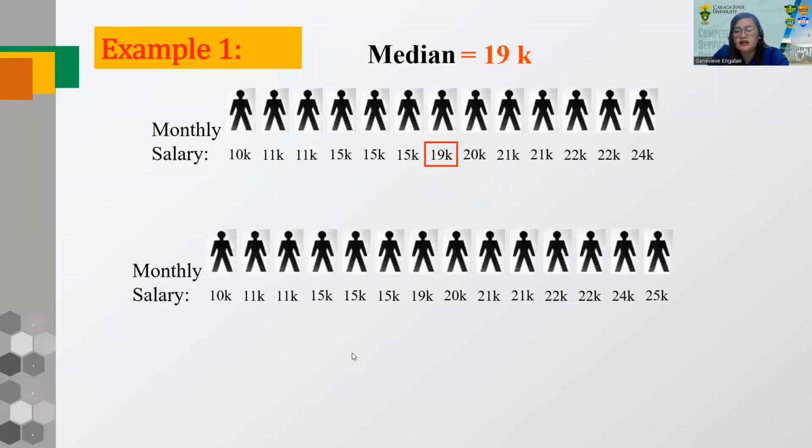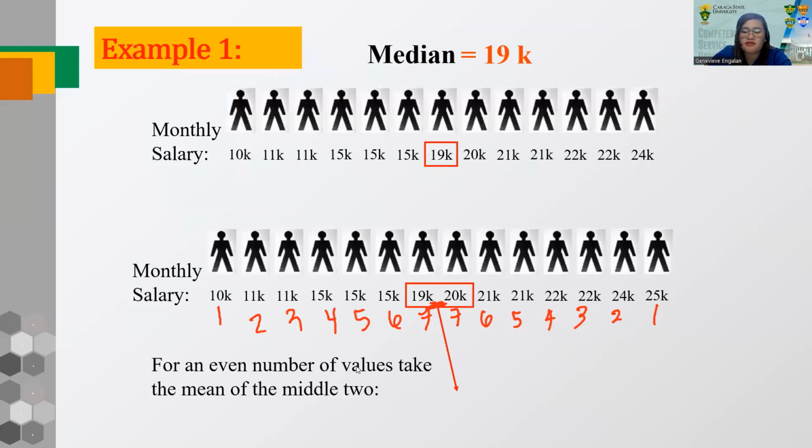So when the number of values, or n, is even, of course there are two values in the middle. So look: 1, 1, 2, 2, 3, 3, 4, 4, 5, 5, 6, 6, 7, 7. The middle is in between the two of them. So how do we get the value in between? All we have to do is add the two and divide by 2. So you have 19K plus 20K, which gives 19.5K.